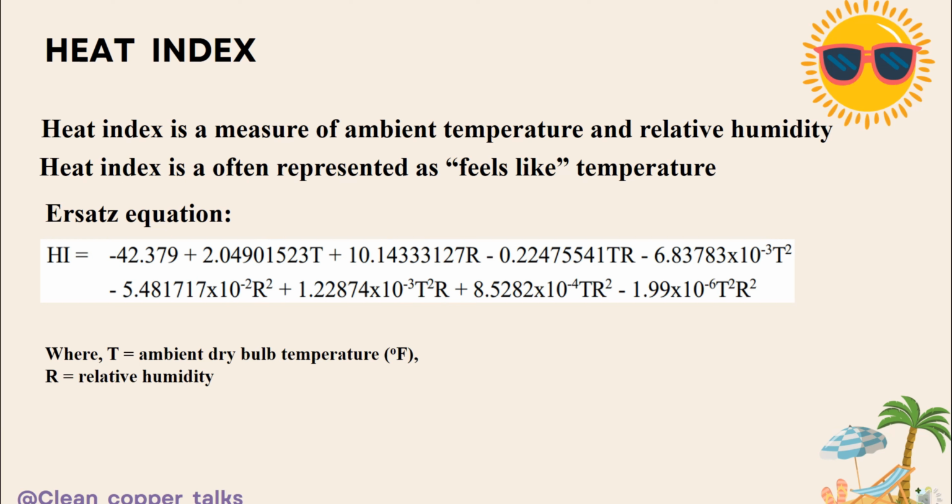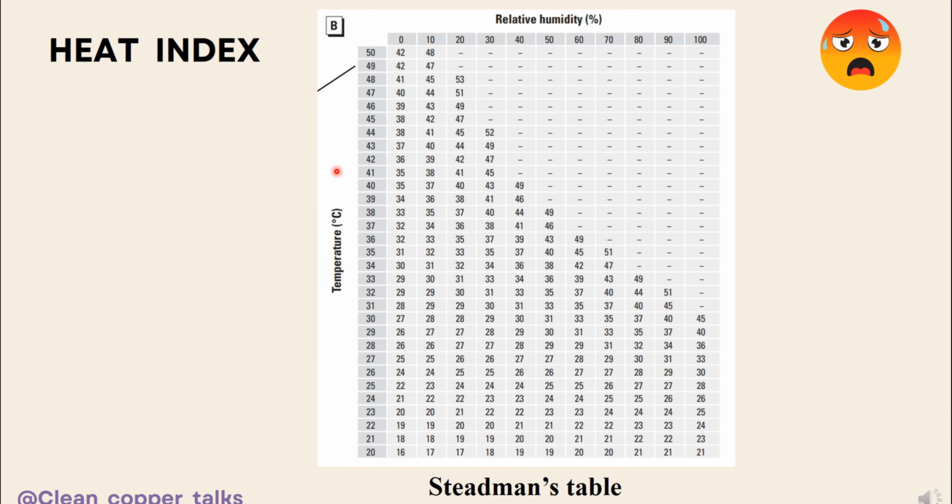Now what happened was Rothfusz used a table given by Steadman. Steadman in 1979 gave a table for heat index using temperature and relative humidity, and considering this table and applying multiple regression, Rothfusz arrived at the equation which I just showed you in the previous slide.